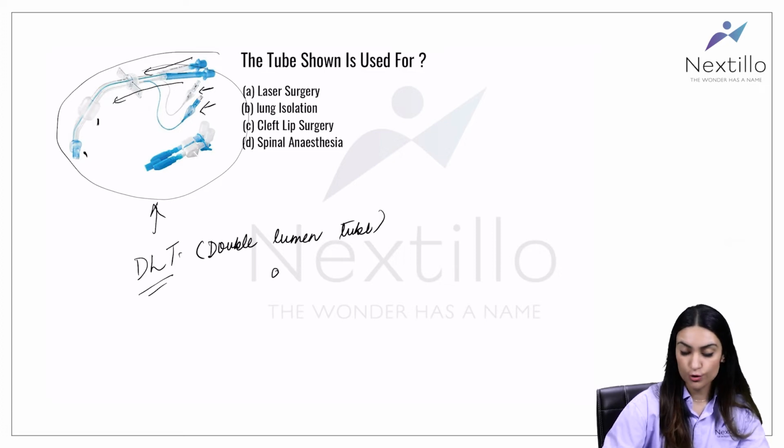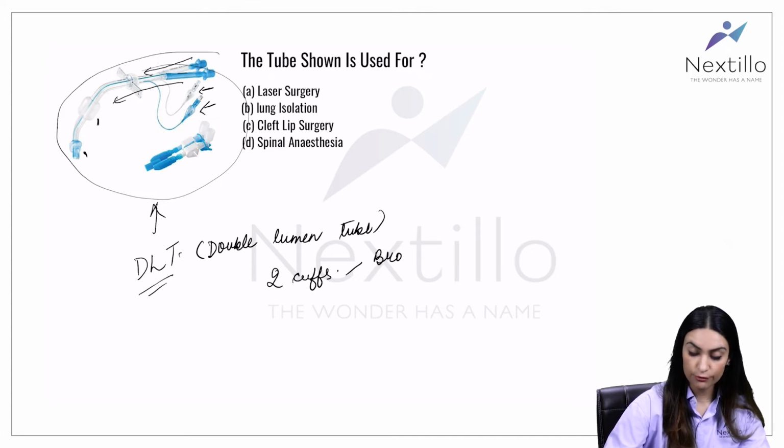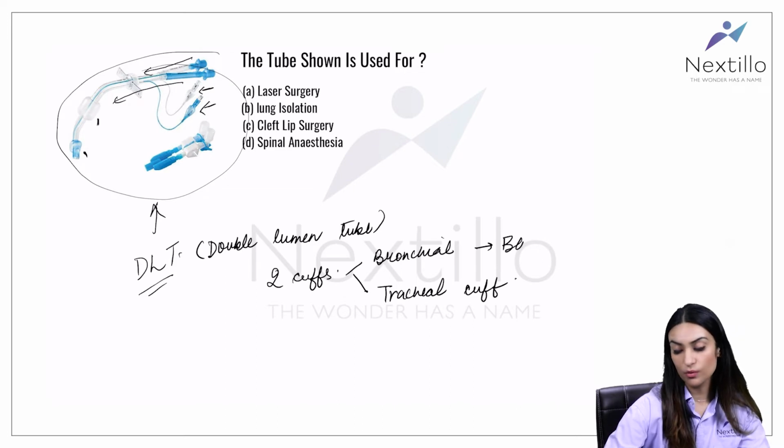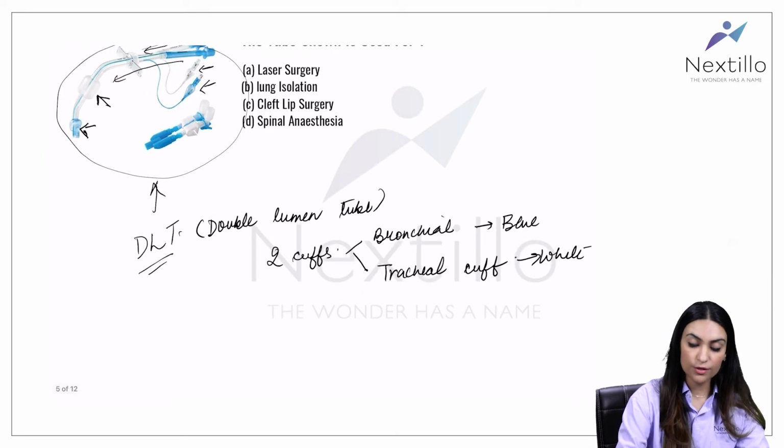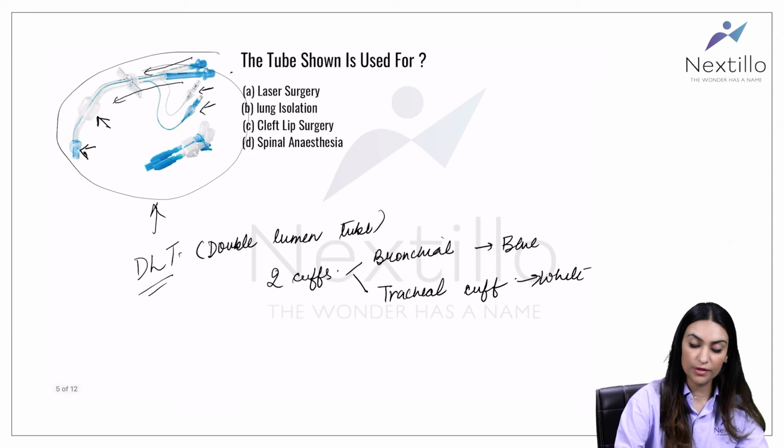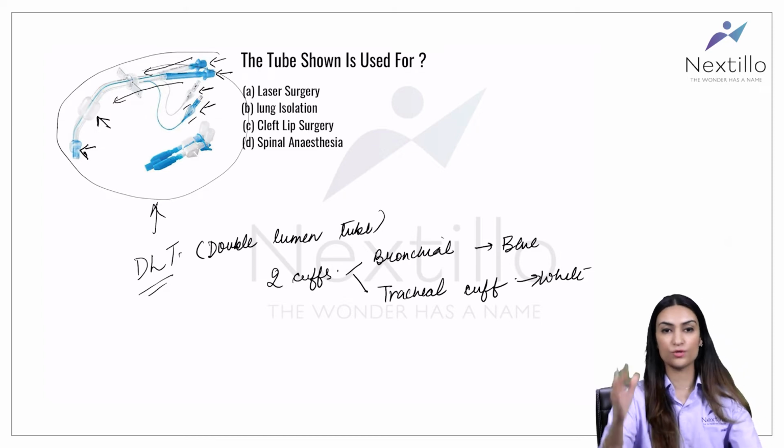It has got 2 cuffs. Now we've got a bronchial cuff and a tracheal cuff. The bronchial cuff is blue in color. The tracheal cuff is white in color. This is the bronchial cuff. This is the tracheal cuff. Similarly, you can differentiate with the connectors. The bronchial cuff will have a blue connector and the tracheal cuff will have a white connector, and similarly, the color coding for the pilot balloons is going to be there.